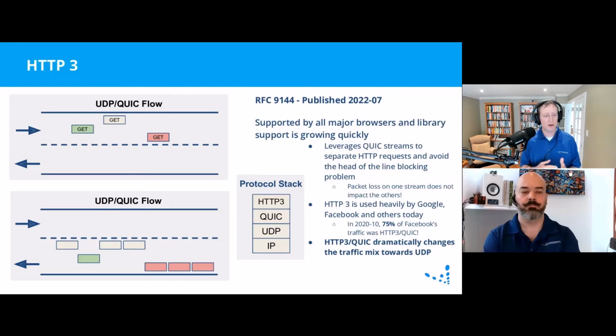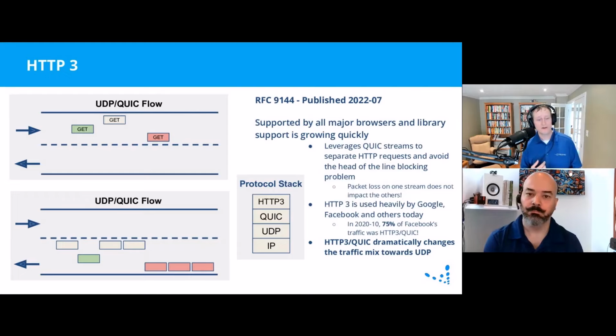This has just been published as a standard. There has been HTTP3 and QUIC traffic for some time, but this was only published as a standard just a couple months ago in July, supported by all the major browsers and library vendors. It leverages QUIC streams, as I mentioned, for each individual HTTP request. And even going back to October 2020, 75% of Facebook's traffic was QUIC. I mean, 75% of Facebook's traffic was UDP in your network.